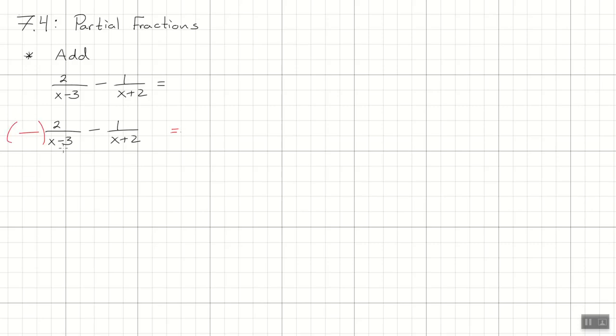This one has an x minus 3, but it's missing the what? It's missing the x plus 2. There's my clever choice of 1. This has an x plus 2, but it's missing the x minus 3.